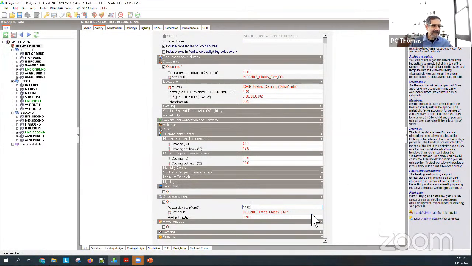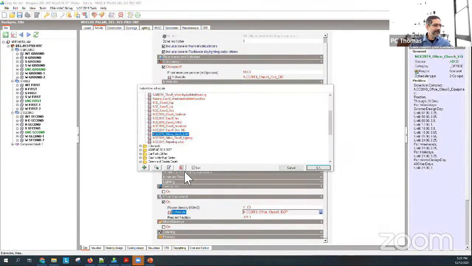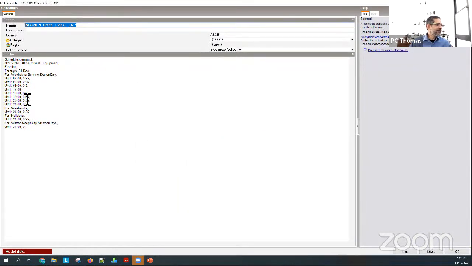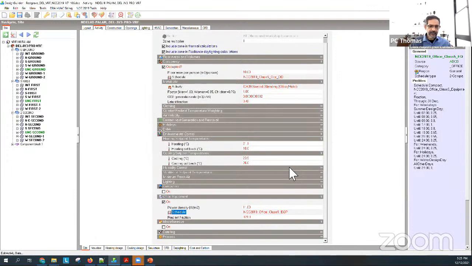And in this case, this is the equipment schedule. And if you look at the equipment schedule, we really don't have to do anything, because you can see that in that period from 9 o'clock to 1 o'clock, it's 100%, and that's fine for the design condition. So I won't do anything to that. Okay. So that's 2 out of 3.